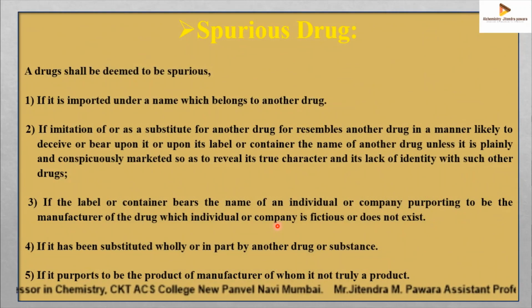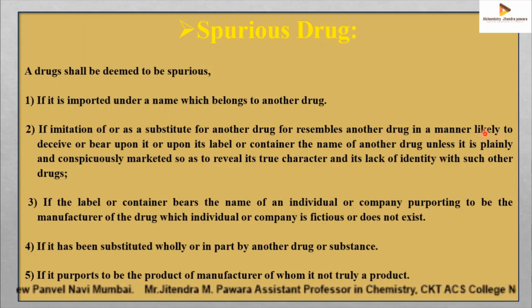Then the next point is, which drug is called a spurious drug? A drug shall be deemed to be a spurious drug if it is imported under the name which belongs to another drug. That drug is called a spurious drug. If a drug is imported under the name which belongs to another drug, that drug is also considered a spurious drug.